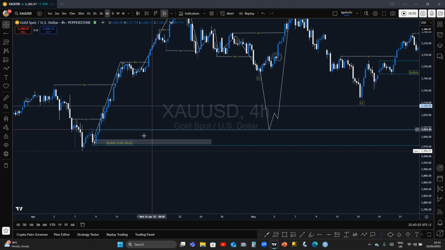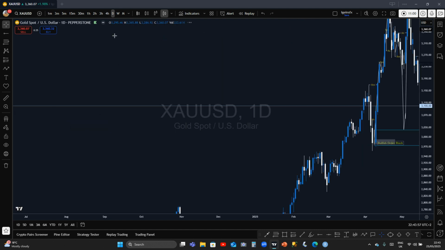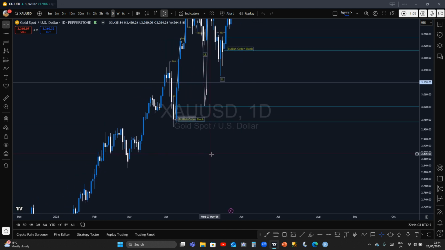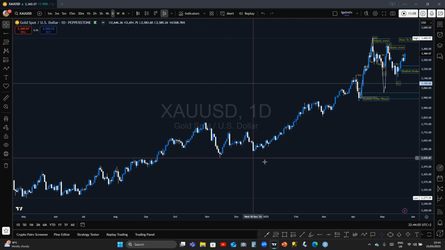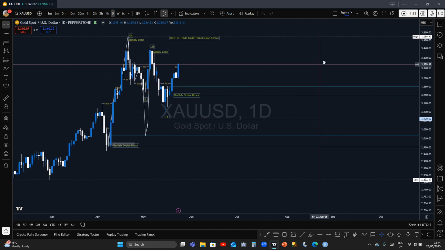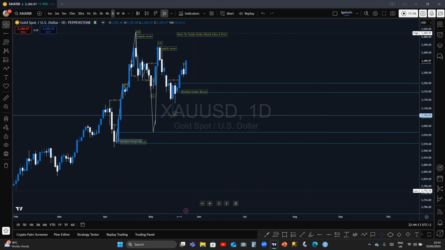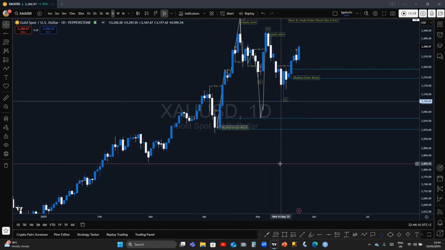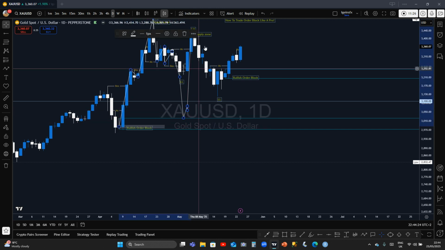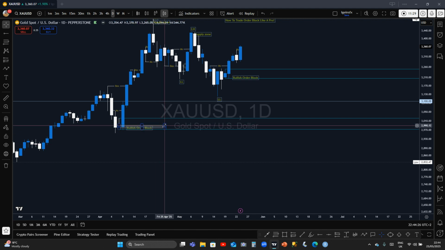But if you look at the order block from the higher time frame, let's go to the daily now. You can see, from the daily, where is it? This is the order block. Look at it. This is the order block. This full candle here. Let me remove this so that you can see. You see this one?